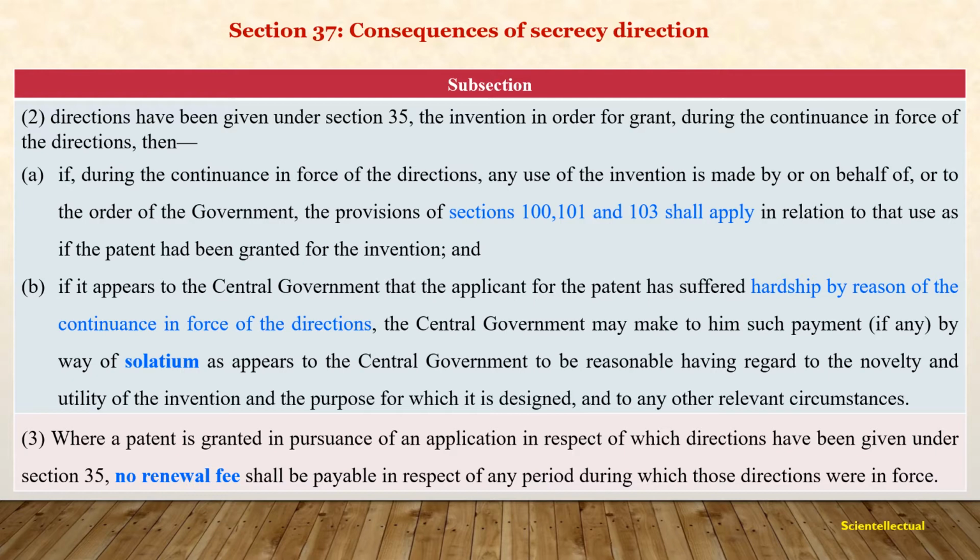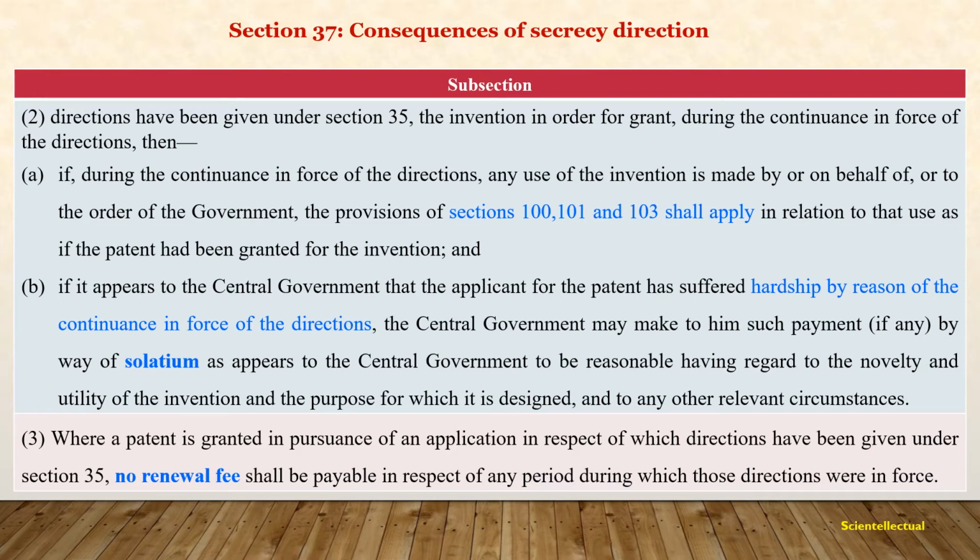And B. If it appears to the central government that the applicant for the patent has suffered any hardship to maintain the secrecy direction, the central government may make him a payment by way of solatium as appears to the central government to be reasonable.